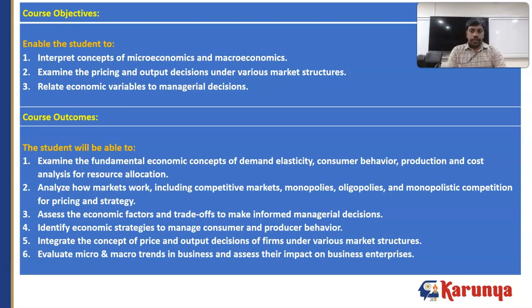And the second course objective: examine the pricing and output decisions under various market structures. Different market structures can be seen in India and all over the world: monopolistic competition, monopoly market, duopoly market, and oligopoly market. How the price of the product is determined in the different market structures, you will understand after completing this subject, and relate economic variables to managerial decisions.